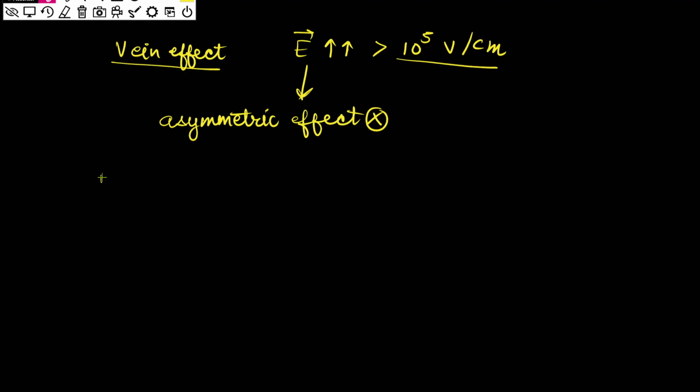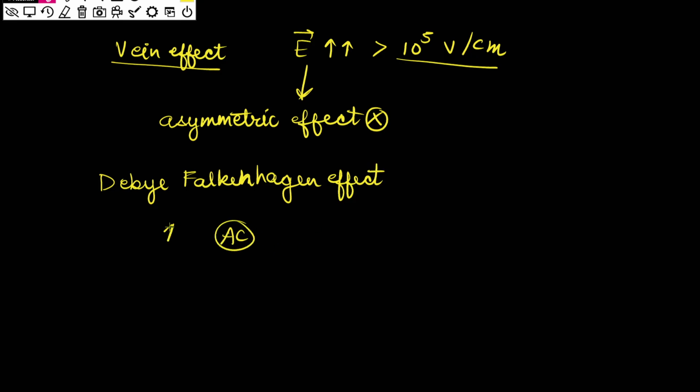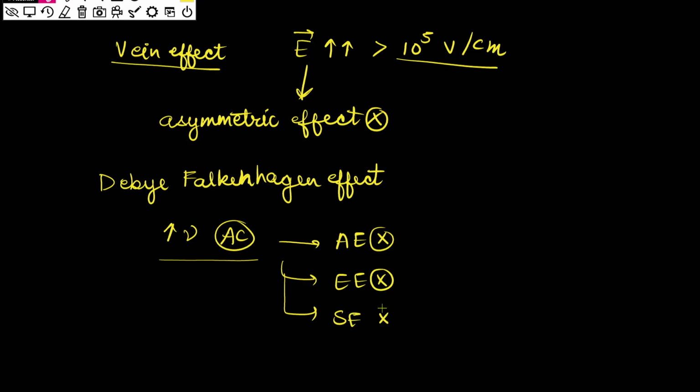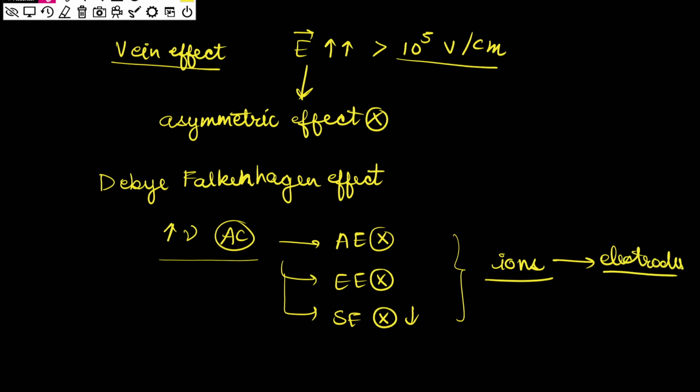The second important effect is the Debye-Falkenhagen effect. This effect simply says that if you are using a high frequency AC current, then because of the high frequency, the asymmetric effect will also be removed, the electrophoretic effect will also be removed, and even if there is a solvation effect, that will also be very much minimized. In that condition also, the ions will move with a very high speed towards their respective electrodes, and the overall molar conductivity will increase very rapidly. This is your Debye-Falkenhagen effect.